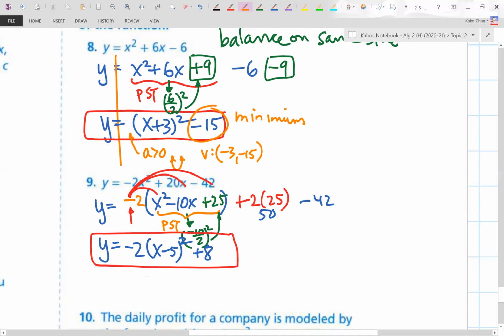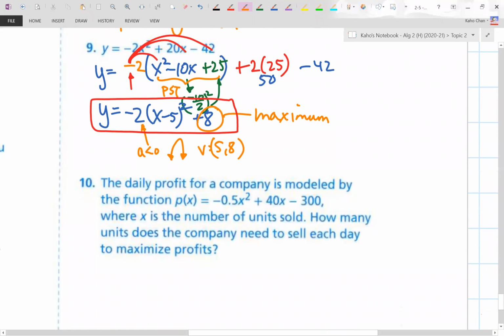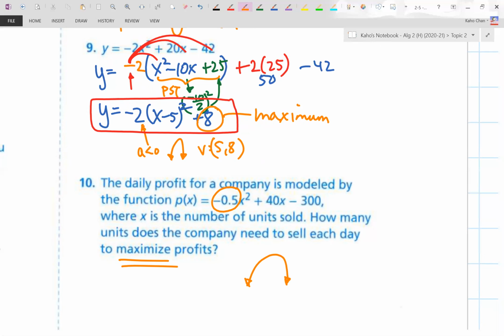This particular parabola opens down. A is negative. It does have a vertex at 5, 8. Cool. And that 8 is a maximum because it's opening down. Wow. I think the only thing I want to say with number 10, any questions about number 9, is that it opens downward. It has a maximum. We're not going to worry about that. You can use a graphing calculator. Woo! Wow. Can't believe it.